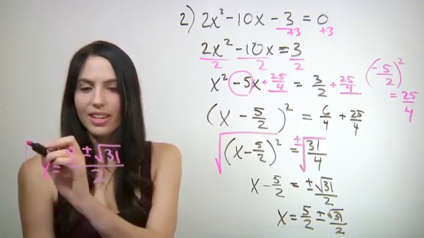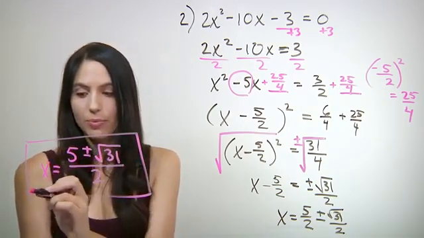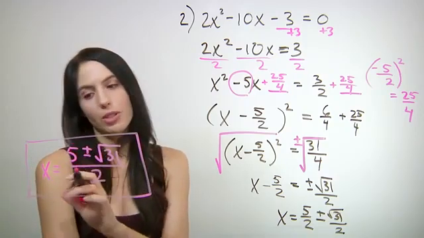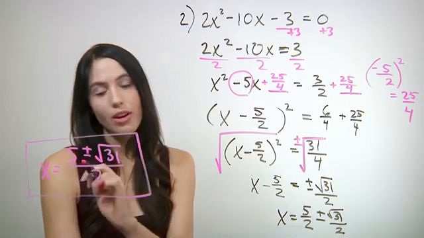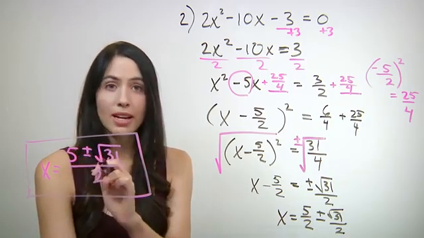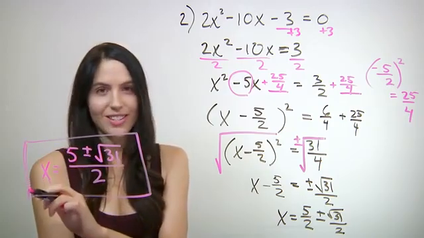So these are your 2 solutions you got from completing the square. It may not look like it, but this is 2 solutions because you have 2 versions. You have 5 plus square root of 31 all over 2, and you have 5 minus square root of 31 all over 2. So those are your answers.